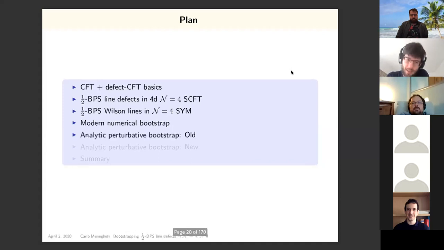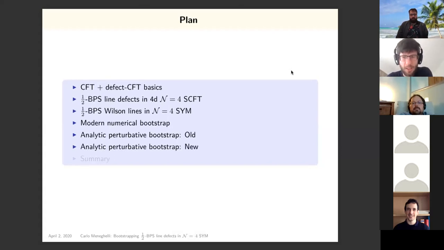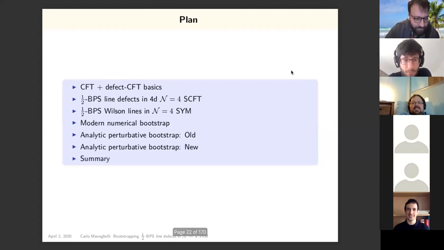And then the same problem using the analytic perturbative bootstrap. When I say old, I mean results from 2018. And when I say new, I mean results from the last few months that will make contact with a recent paper of Collia and, I guess, the other students, right? Julius and... two students of Collia. Nicolo, Samara. Yes, and David, thanks.